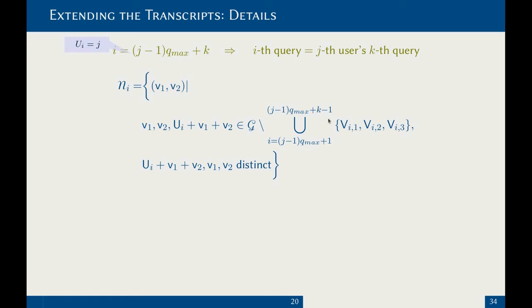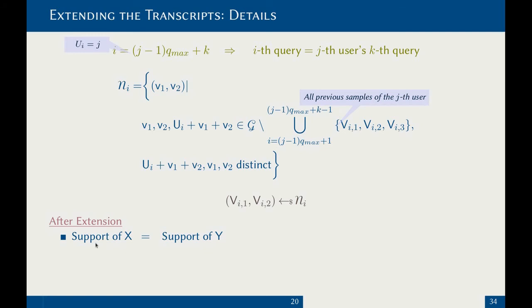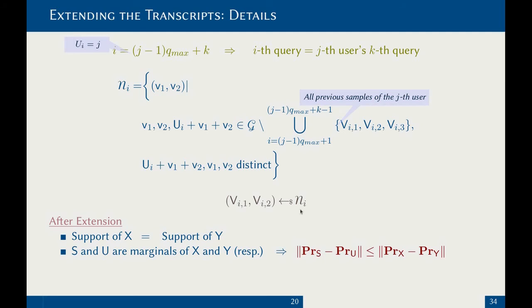So far for the jth user, there have been k minus 1 queries because this query is the jth user's kth query. So, these V_i's correspond to those k minus 1 queries. We are discarding those V_i's, and we also require that U_i plus V_1 plus V_2 and V_1 and V_2 remain distinct. Now, V_i1, V_i2 is sampled from this set. So, after extension, it can be shown that the support of X is exactly equal to the support of Y. That makes it possible to apply the chi-square method to bound the statistical distance between these two distributions.